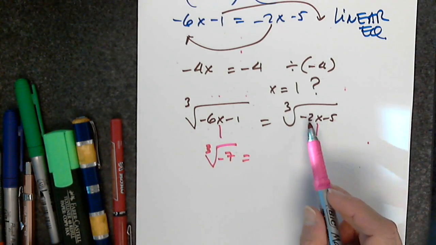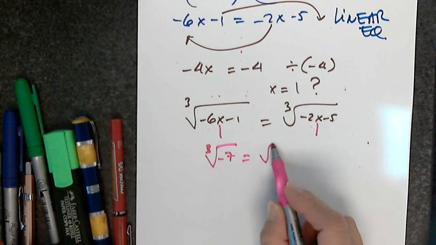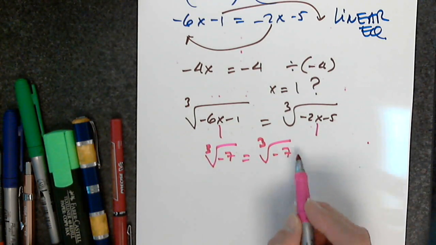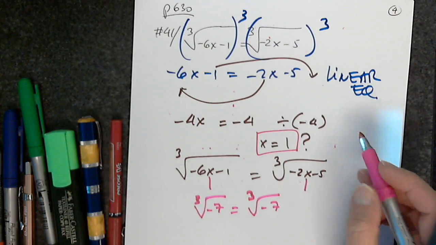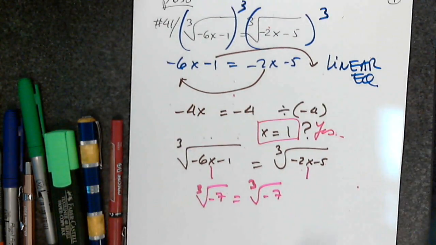Negative 7, perfect. Negative 2 minus 5? Are they the same? Will you accept x equals 1 as a solution? Yes, of course. Very good.